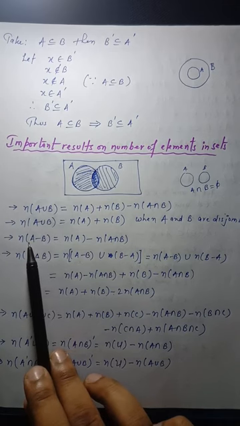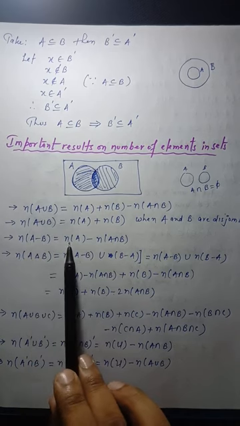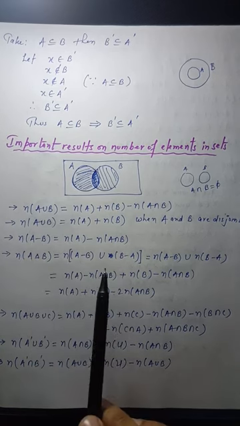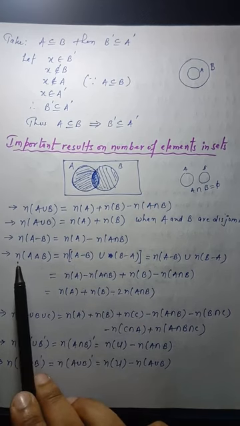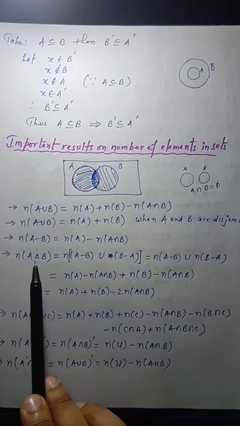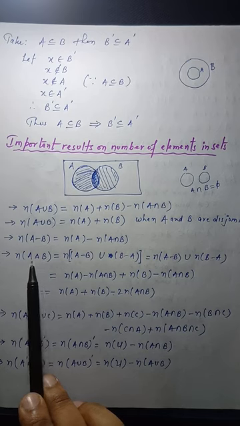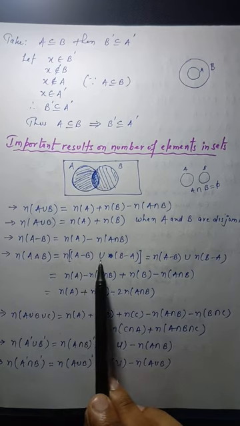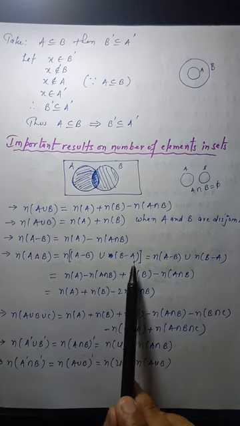Similarly, n of B minus A you can easily write like n of B minus n of A intersection B. Now come to the formula of n of A delta B. So this is actually symmetric difference. So symmetric difference means A minus B union B minus A.